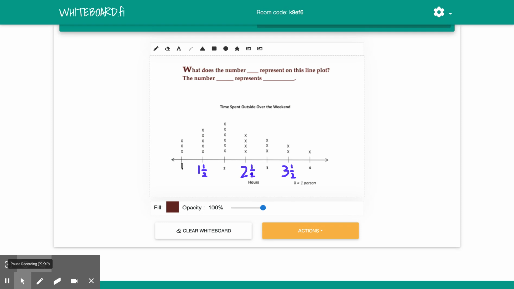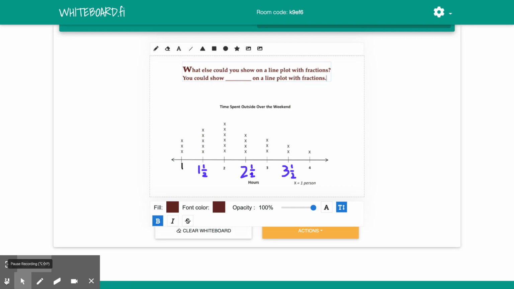What else besides time could you show on a line plot with fractions? Stop and think. You could show the height of your classmates on a line plot with fractions. You could show your shoe sizes on a line plot with fractions. You could show the height of a plant on a line plot with fractions. You could show anything that you can measure on a line plot with fractions.